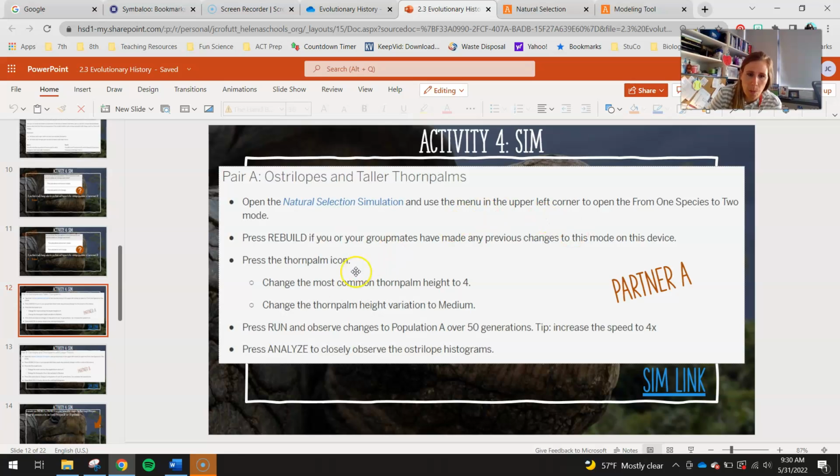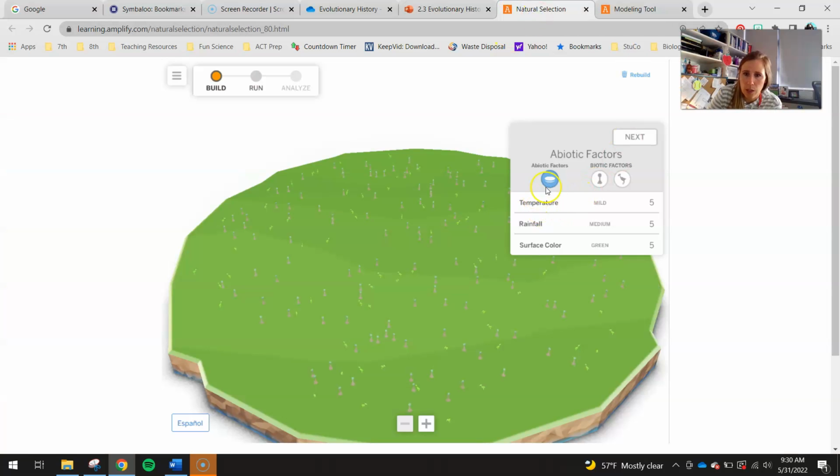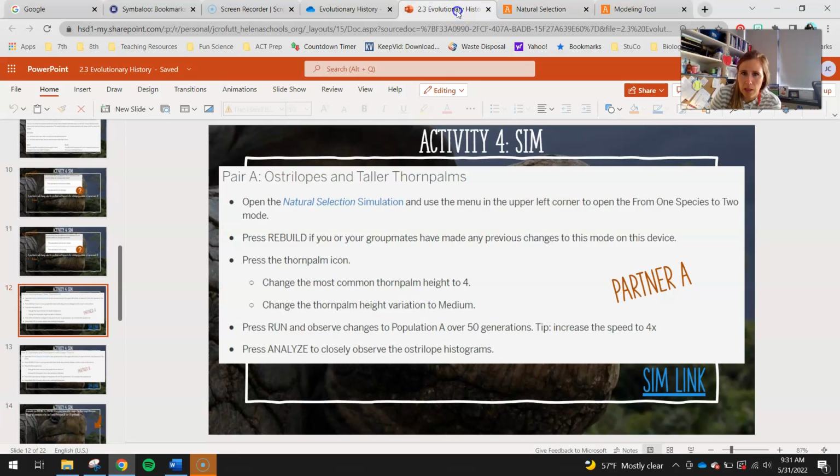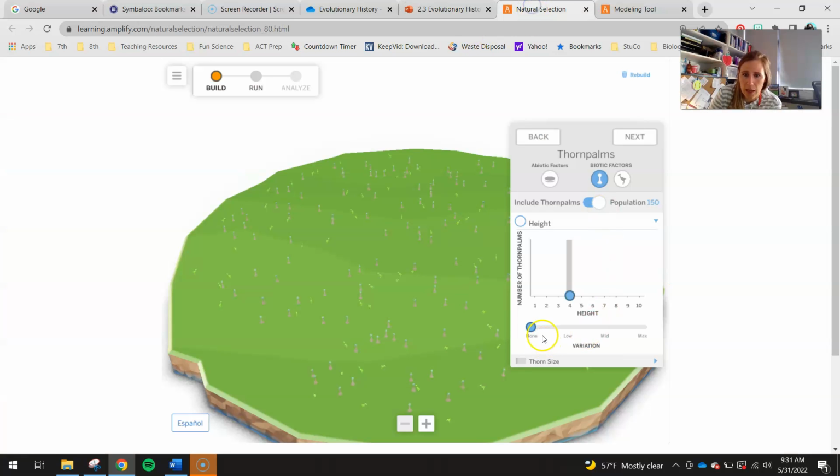Okay, press the thorn palm icon and change the most common thorn palm height to 4. So we're going to go ahead, click thorn palms. We're going to change the height to 4. Okay. And then change the thorn palm height variation to medium. So we're going to have medium height variation here. So here's your medium about right here.